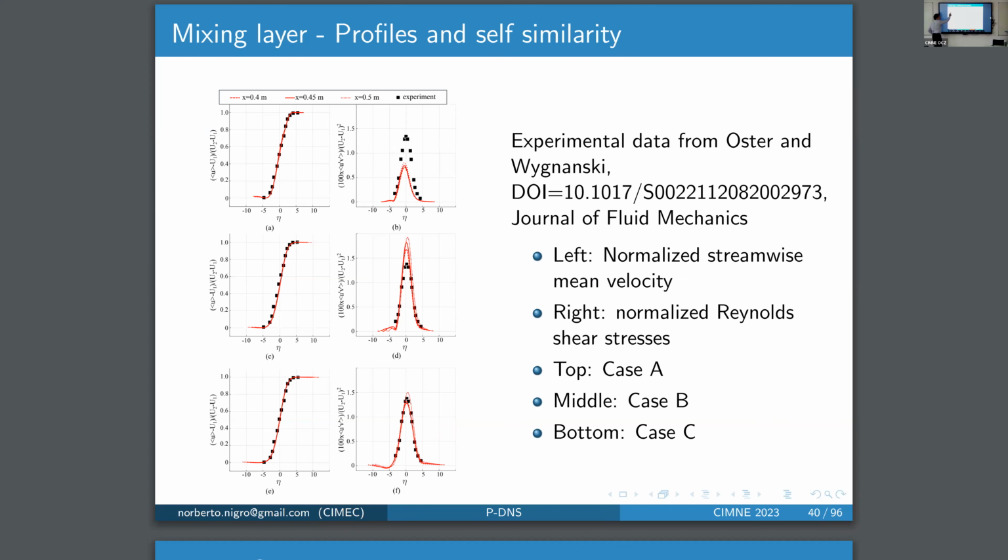This is the velocity, the streamwise mean velocity, that in black squares you have the reference, and in red the pDNS results. And you have this with a very coarse mesh at 4 different stations. This is represented by this.